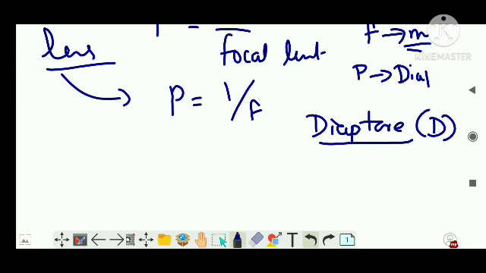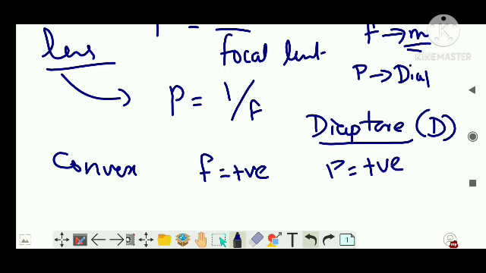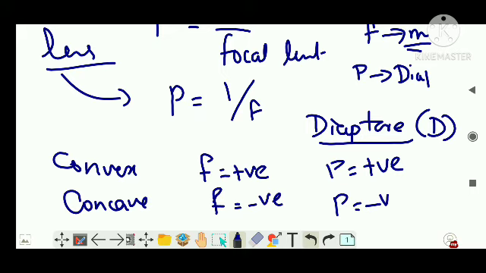Okay. Right, so we know for a convex lens the focus is positive, right? Then the power will also be positive, right? Whereas in the case of concave lens the focus is negative, that is the power will be negative. Keep this in mind, very important, right? Clear?